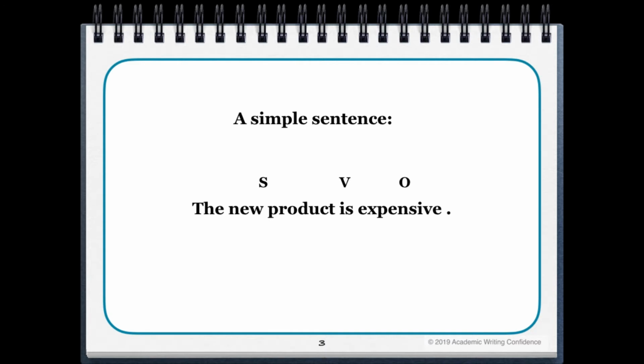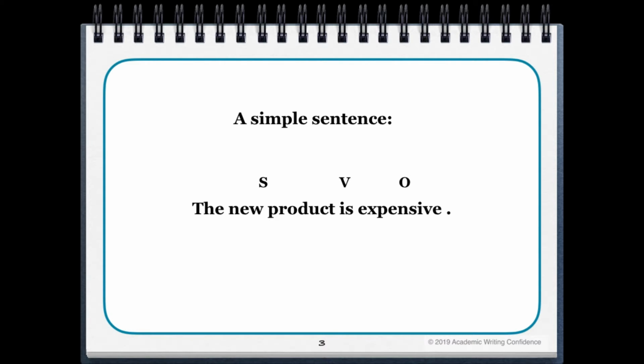Let's first talk about what a simple sentence is. Here we have a simple sentence. The new product is expensive. Now you can see that there's an S over the words, the new product. S stands for subject. The subject of this sentence is the new product. There's a V over the word is. V stands for verb. The verb in the sentence is the word is.